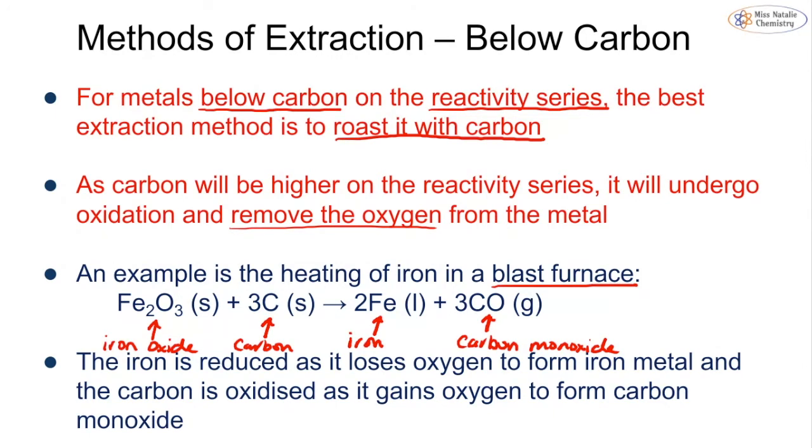The iron itself is reduced because it loses oxygen to form the iron metal, and the carbon is oxidized because it gains oxygen to form the carbon monoxide. Okay, so make sure you can identify which one is being oxidized and which one is being reduced.